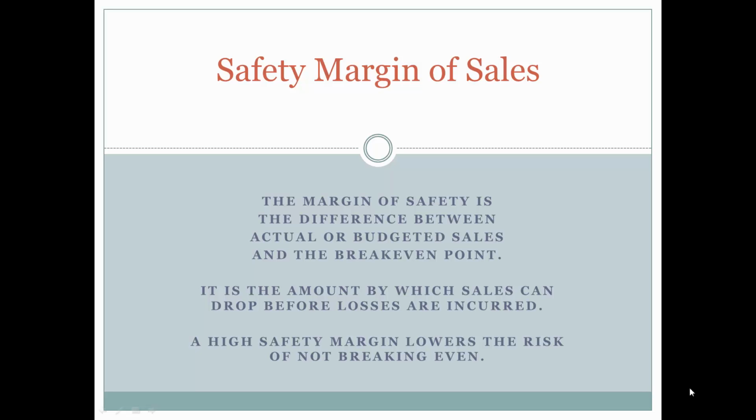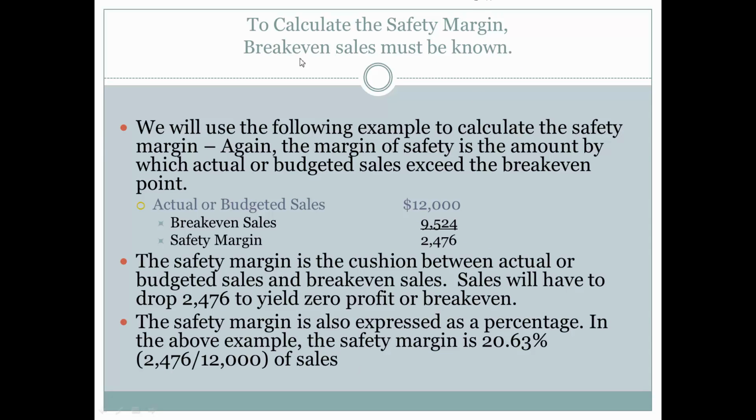Safety margin of sales. The margin of safety is the difference between actual or budgeted sales and the break-even point. It is the amount by which sales can drop before losses are incurred. A high safety margin lowers the risk of not breaking even. To calculate the safety margin, break-even sales must be known.